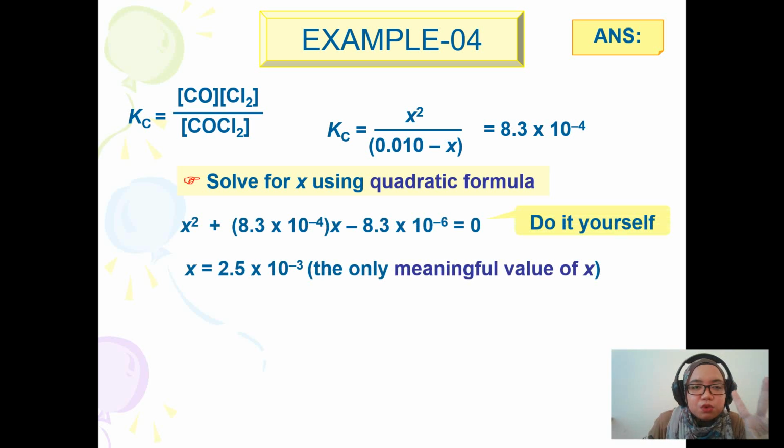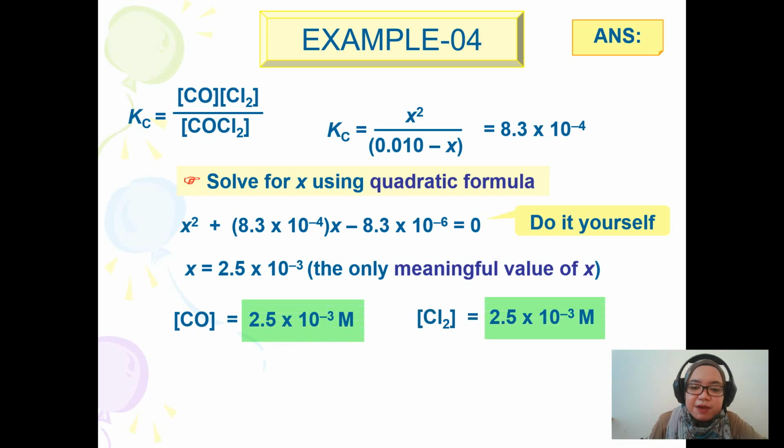So, we got two values of X, one positive, one negative. But we will ignore the negative because concentration and partial pressure is always positive. So, we just take the positive value. So, X equals 2.5 times 10 negative 3. So, now we can substitute the value into the ICE table.